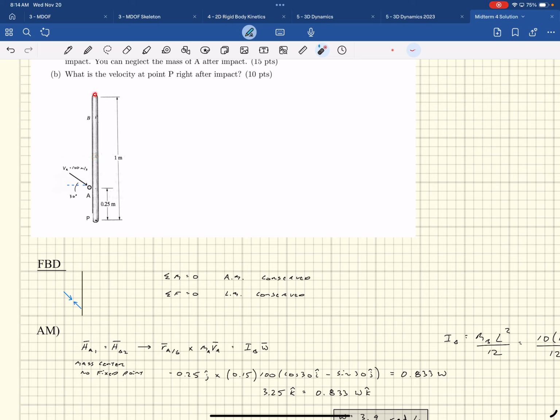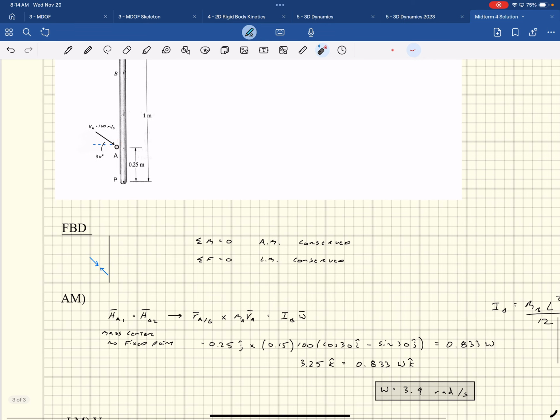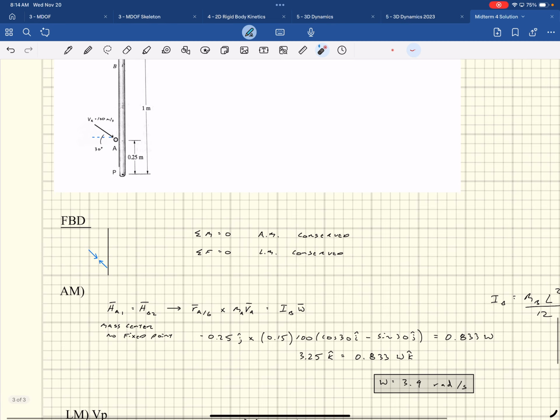We can't do it about this point up here because that's not a fixed point. If that was a fixed point, we could do it about the point at the top, but it's not fixed. So we have to do our equations and our moments of inertia about the mass center. The angular momentum about the mass center before the collision is equal to the angular momentum of the bar after the collision. Before the collision, it is just this particle. The bar isn't moving. So the angular momentum of the particle about the mass center would be R of A, seen from G, crossed with M_A times V_A.